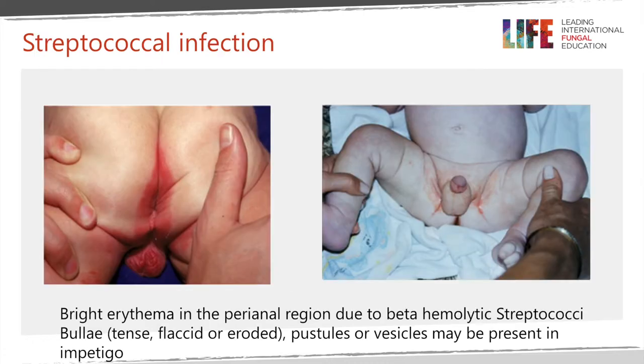So we talked about streptococcal infection, and what you get is a bright erythema in the perianal region. So if you look at the photograph to the left of your screen, then you will see that when you part the gluteal folds, you have these very bright red erythematous lesions surrounding the perianal region, usually due to beta hemolytic streptococci. And sometimes then you will have bullae. So that's quite different from the erosions and the maceration that you see with the candida diaper dermatitis. So you will get vesicles, you will get fluid-filled areas, and these sometimes can be present with impetiginous lesions.